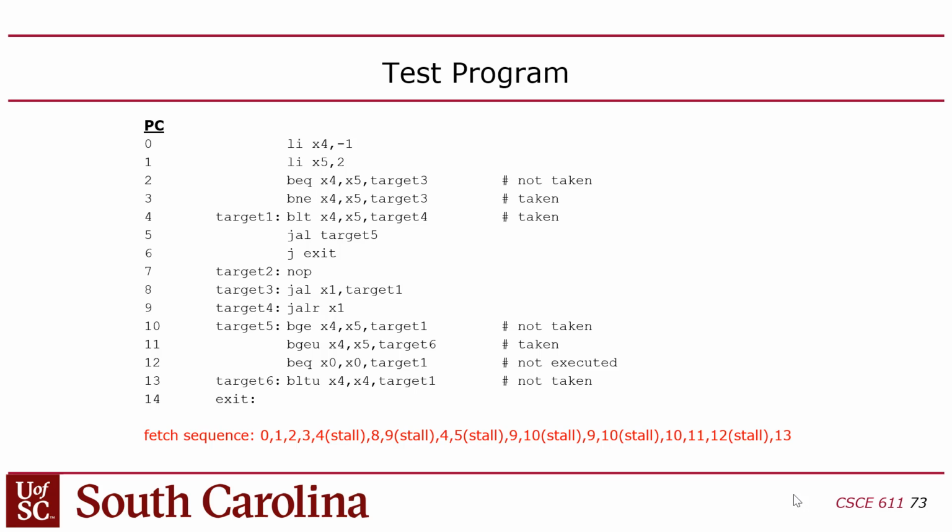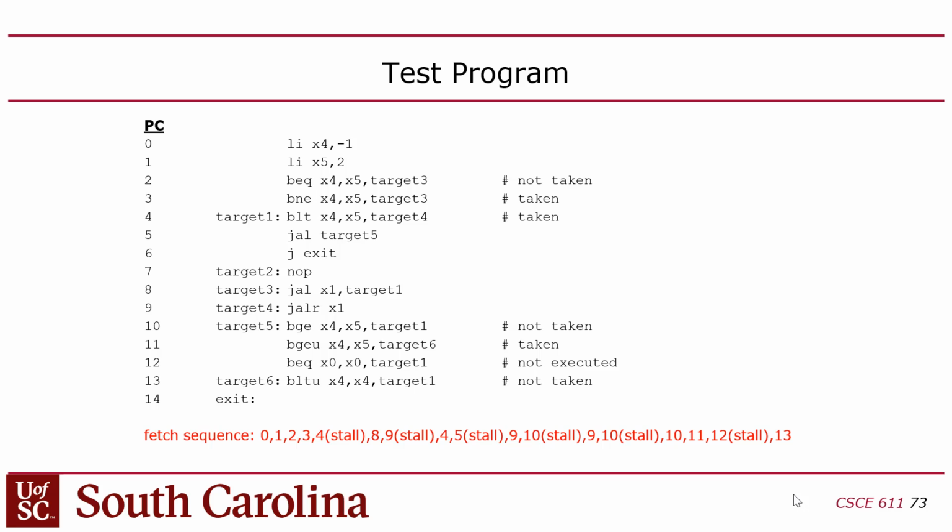Then 4 is a BLT. We want to know if -1 is less than 2, which of course it is, right? So we're going to go to target 4, which is 9. But again, there's a delay. We're going to get 5 and then go to 9. And then at 9, we're going to jump and link register to whatever's in X1.